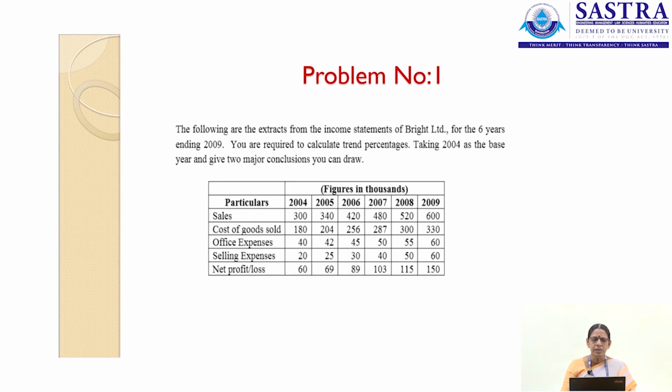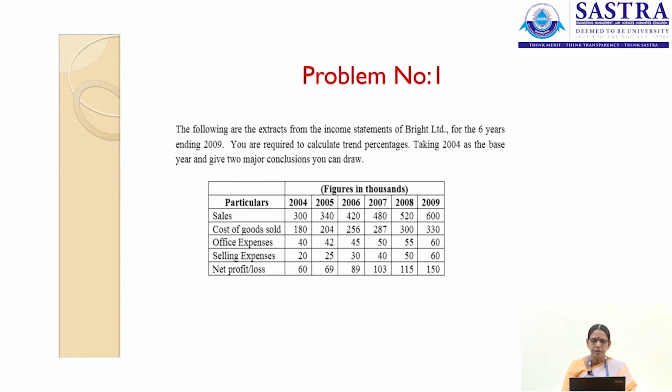The following are extracts from the income statements of Bright Limited for 6 years ending 2009. You are required to calculate trend percentages, taking 2004 as the base year, and give two major conclusions you can draw. Here we have 2004, 5, 6, 7, 8, 9, so 6 years, and all figures are in thousands. We have sales, cost of goods sold, office expenses, selling expenses, and net profit or loss.